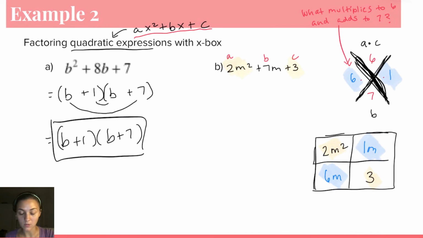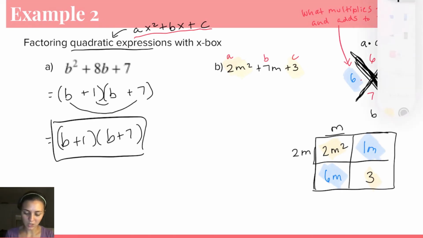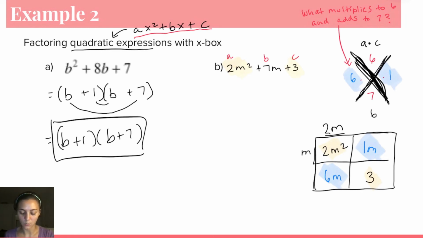So I know to get 2m squared, I have 2m times m. And in this case, it is important where I put my 2m and my m. So if I put it here, yes, 2m times m is 2m squared. But you can see when I try to multiply across, like what times 2m equals 1m, that would be 1/2. And I want to avoid fractions. So I'm actually going to put my 2m at the top, up here, because then when I multiply across m times 1m, I can just write that's 1.